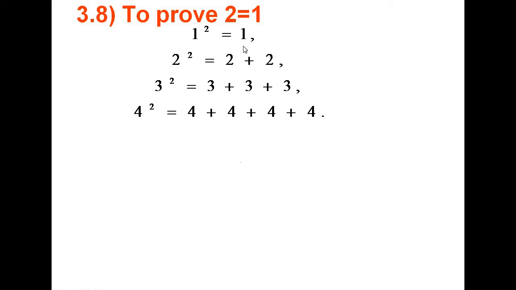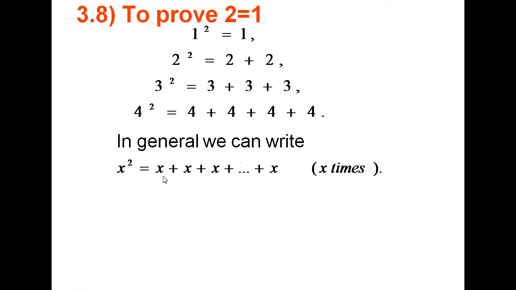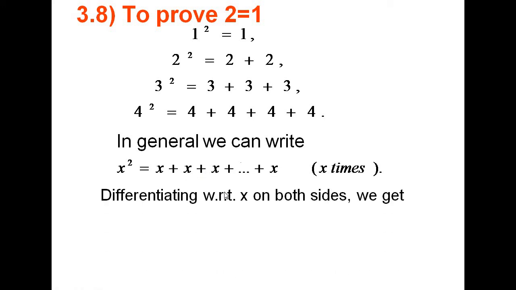Now here we will write 1 squared is equal to 1, we are making. But 2 squared you can write as 2 plus 2. 3 squared you can write as 3 plus 3 plus 3. 4 squared you can write as 4 plus 4 plus 4 plus 4. In general, you can write x squared as x plus x, x times.